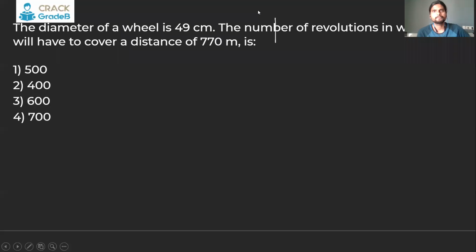Okay, let's see this. The diameter of a wheel is 49 centimeter. The number of revolutions in which it will have to cover a distance of 770 meters is? Oh, this is an important question. What do you mean by revolution?